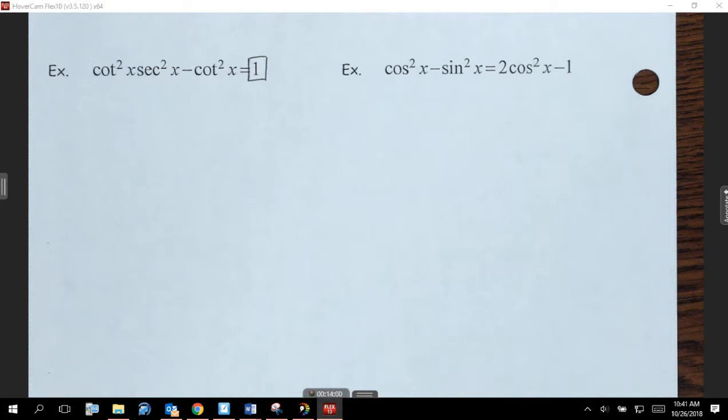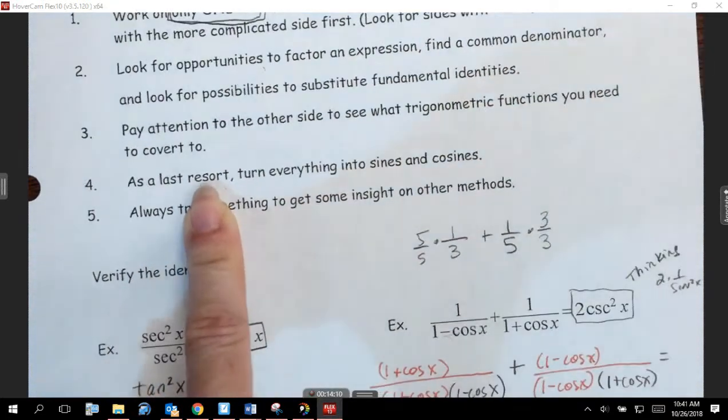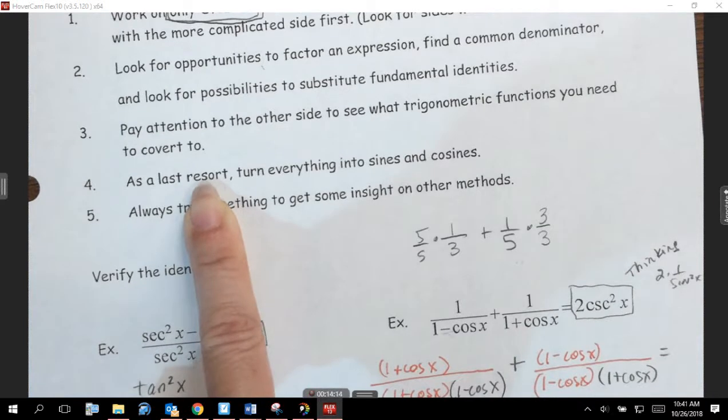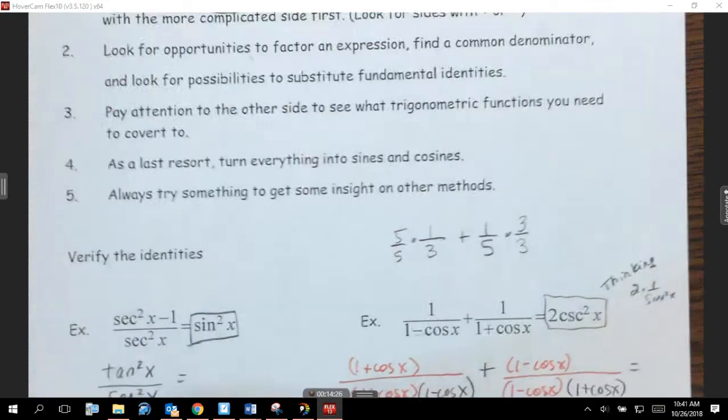Okay, so I walked around, and a lot of you went straight to number 4. Okay? I'm not going to do number 4. I'm not going to change it all into sines and cosines. That does not mean you can't do it that way. Did anybody get the answer doing it? Change it to sines and cosines? Okay, so whoever got the answer, I can put that work up, and we can have 2 versions of it. But I'm not going to use my last resort yet.